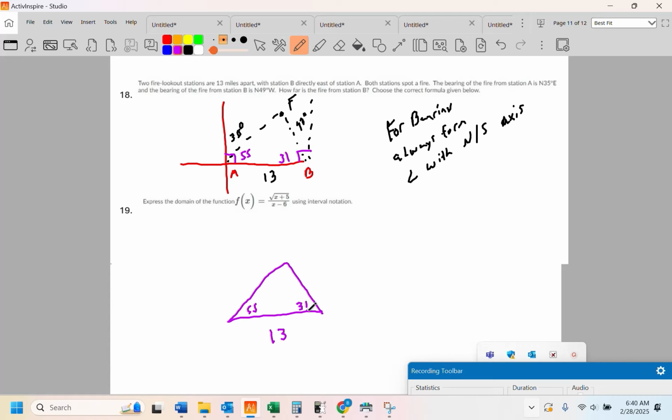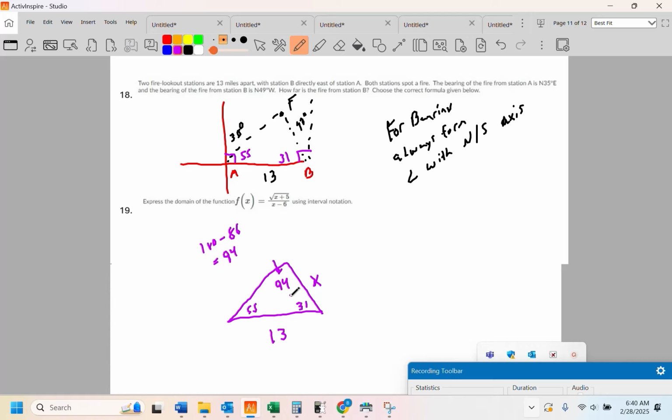Now, I want to know how far the fire is from station B. So that's my unknown right there. I know that every triangle in existence has 180 degrees. So this angle right here is going to be 180 minus 86, which is 94 degrees. Unless I'm making a mistake somewhere. I'm pretty shot.